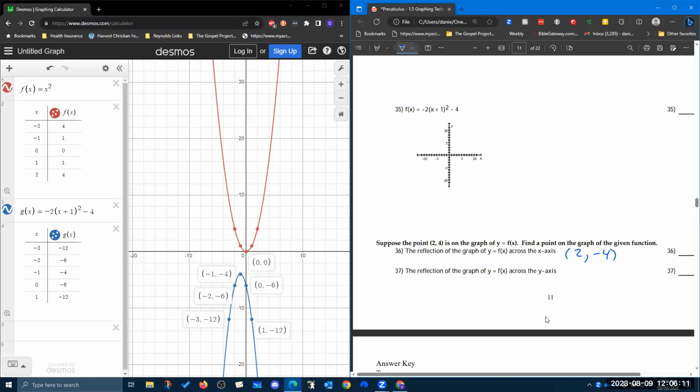If we have a reflection across the y-axis, that gives us the opposite x value, but with the same y value. So that's going to guarantee us the point (-2, 4). It didn't ask us about a reflection across the origin, but if we think about a reflection across the origin, we had the point (2, 4), we would be guaranteed the point (-2, -4), since we would change both x and y.